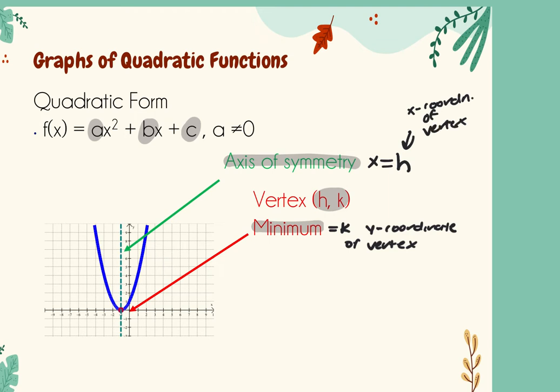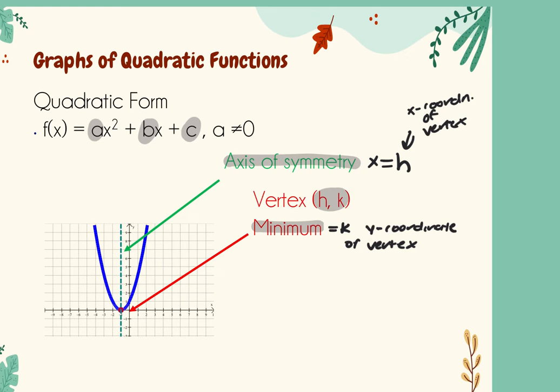So the y coordinate of your vertex is your minimum, which is k. The h, or the x coordinate of your vertex, is going to give you your axis of symmetry. It is always x equals h because it is always a vertical line. What do those two things say, the one next to minimum and the one right there? K says y coordinate of vertex, and x equals h is x coordinate of vertex. Yeah.